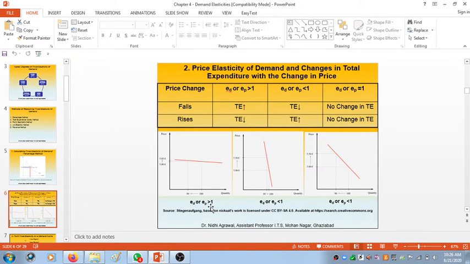In this case we have to compare these rectangular portions. Number one, initially the consumer is operating at the price of 5.05, and at this price he is purchasing 90 units. So we have a vertical rectangular portion, this one.